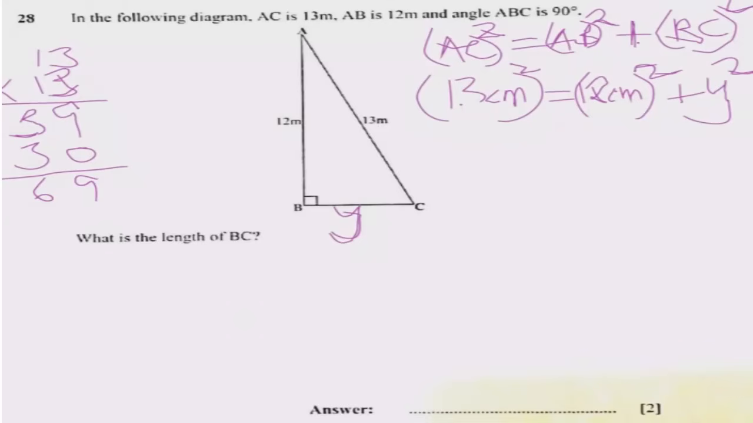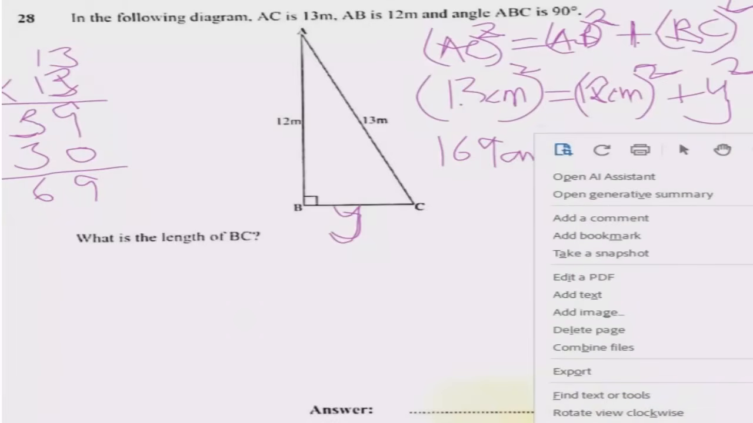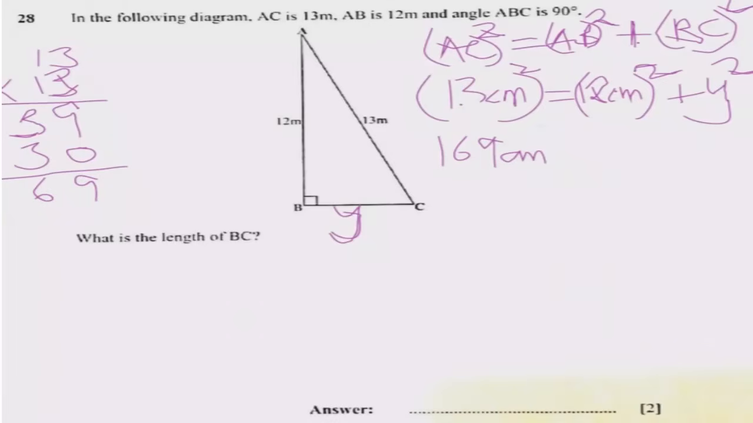So the square number of 13 is 169. Okay, so we can say 169 centimeter squared, which is equal to the square root of 12. Now, using the same way I did it, that's what you can do, but I'm not going to do it because I've demonstrated how you do it. So we are just going to write 144 here, centimeter squared, then plus y squared.